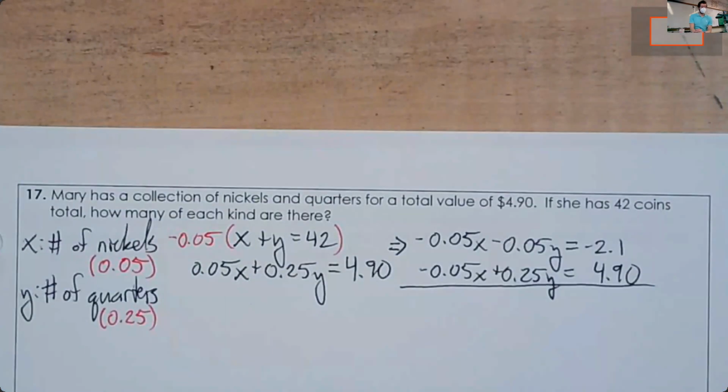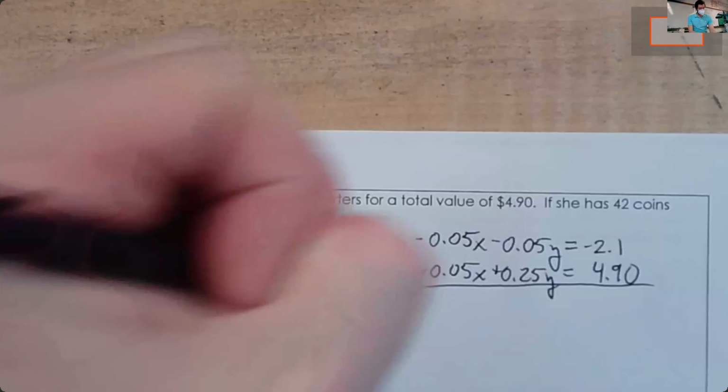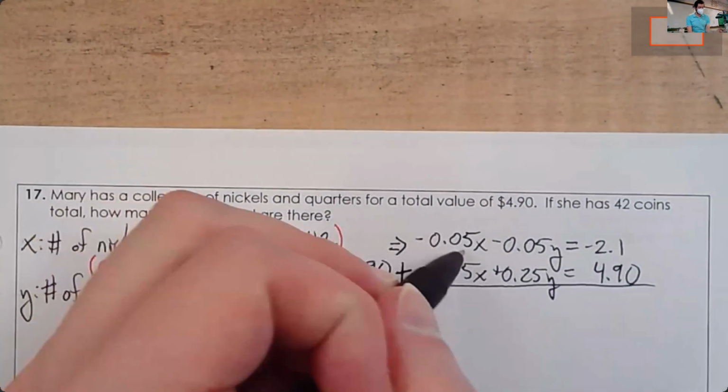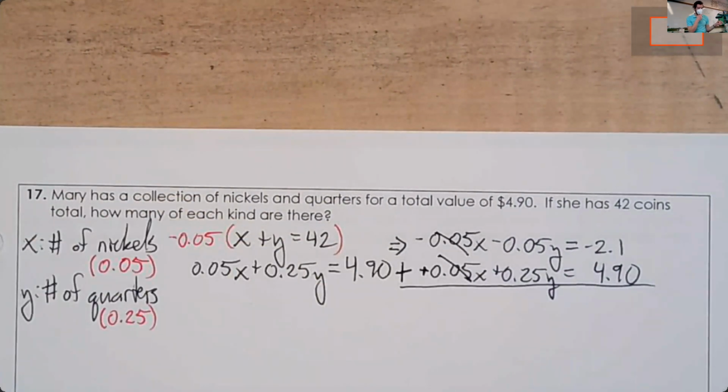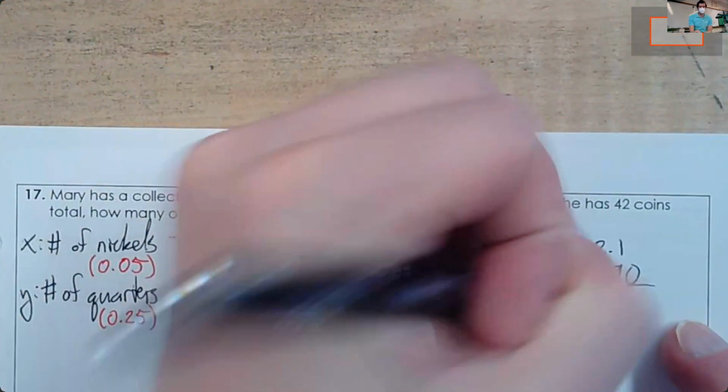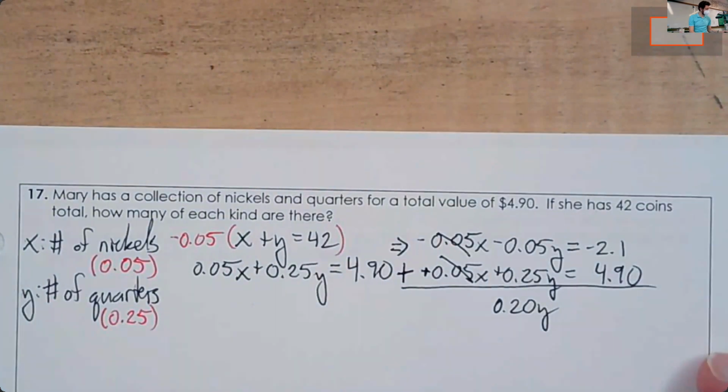Now everything's nice and lined up. Sorry, that was a positive 0.05x down there. And then we're going to add the two equations together. So 0.05x plus 0.25y equals 4.90. And if we add a negative 0.05 to a positive 0.05, those cancel out, so the x's are gone. If we add these two numbers together, negative 0.05 plus 0.25, that's 0.20. And then the last one here, negative 2.1 plus 4.90 is 2.8.